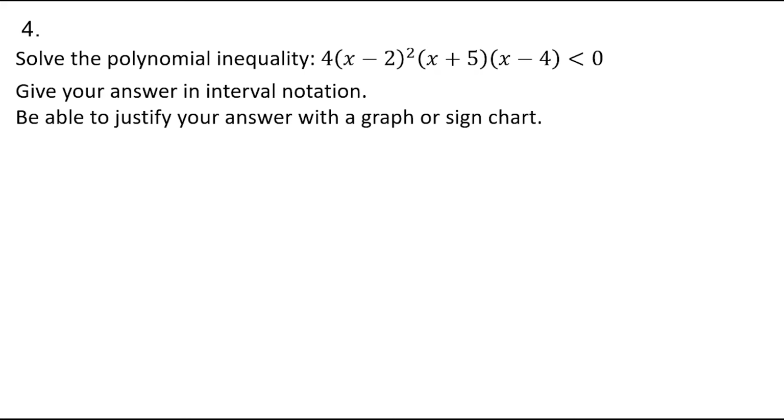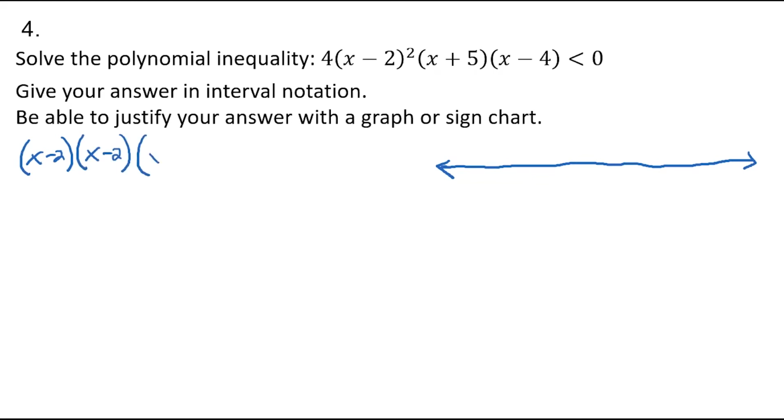So remember, I like to start with drawing out a number line here, and the critical points are going to cut up our number line into intervals. So first let's take all of the factors, and we don't need the 4, we just need this, and I'm going to go ahead and factor this already. (x - 2)^2, that's just (x - 2)(x - 2). Then you have (x + 5) times (x - 4).